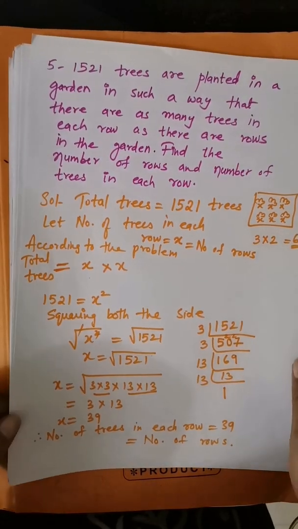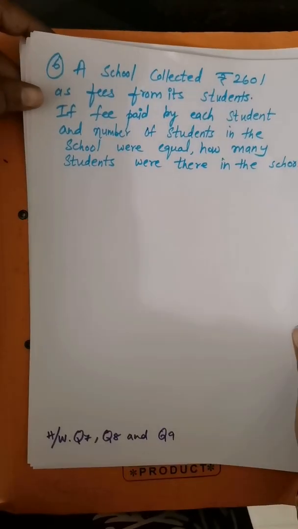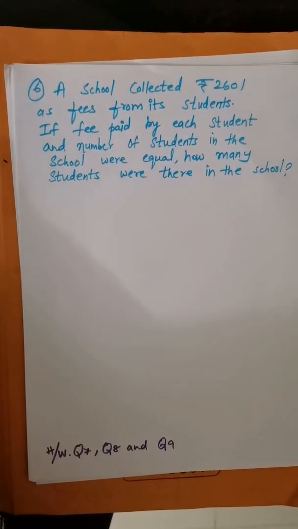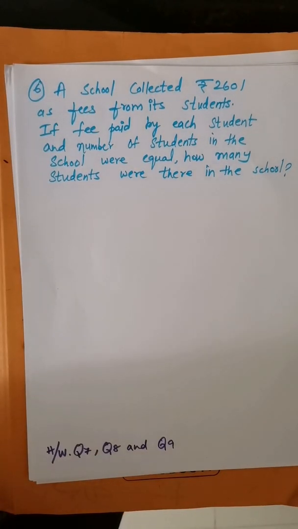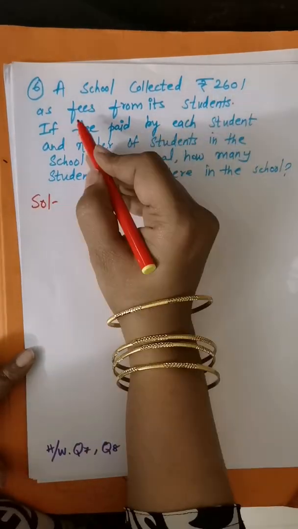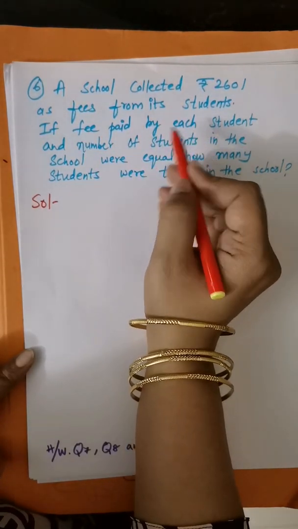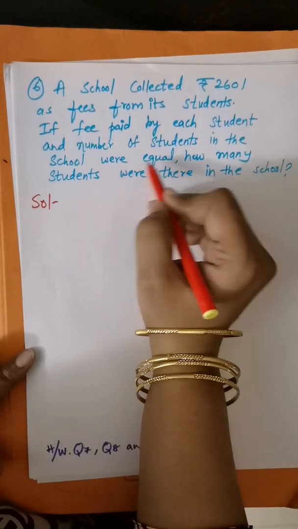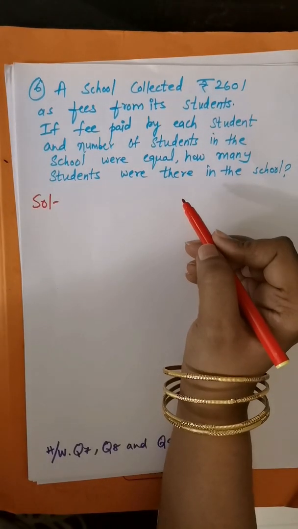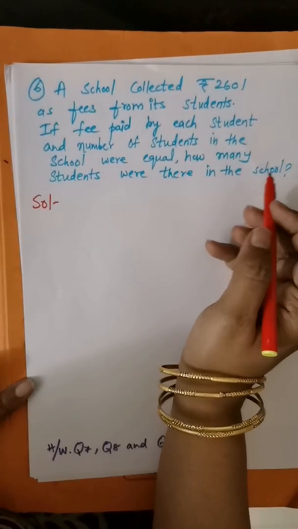Okay children, now one more sum we will do, the 6th one, and the 7th, 8th and 9th you have to try for your homework. This sum is also simple if you understand. Now here what is given? A school collected this much as fees from its students. If the fee paid by each student and the number of students in the school were equal, how many students were there in the school? You have to find how many students are there in the school.